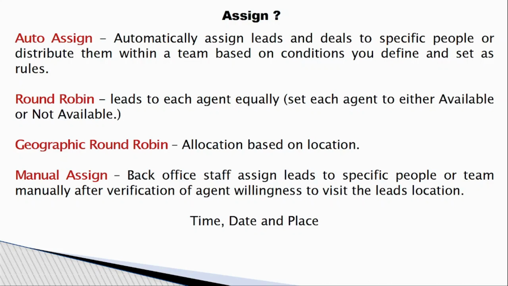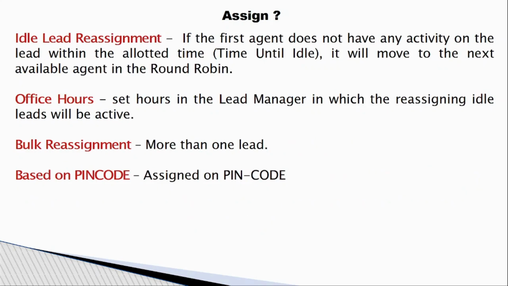Manual assign means that it will not be assigned automatically to any agent. A lead manager or your sales manager will manually pick up each lead and assign it to one agent. This is a purely manual process. After this lead assignment, they'll call the customer and fix the meeting time, date, and place, and they'll get the relevant information. Later this lead can be converted into a customer.